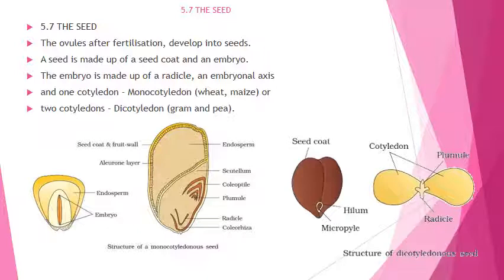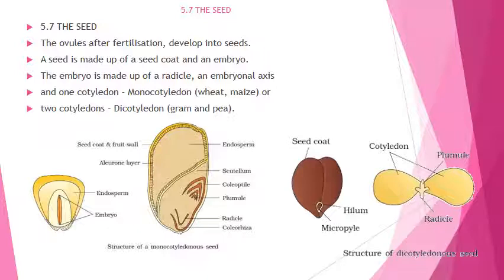Now we come to the dicotyledon. Dicotyledon type of seed. It is the seed which we can have two equal halves, right? If we divide it, if we just break it, then it will break into two equal halves. The example is gram and pea. We all are familiar with the gram, that is chana.